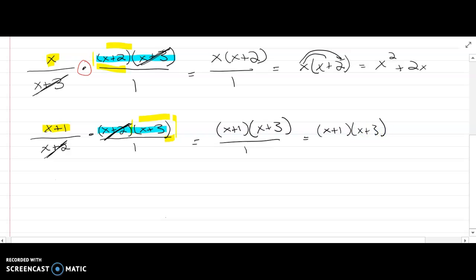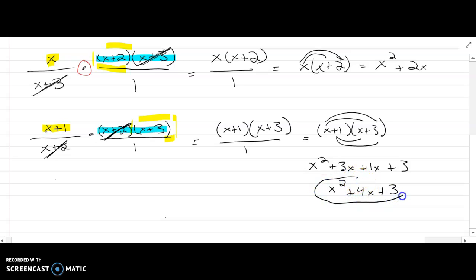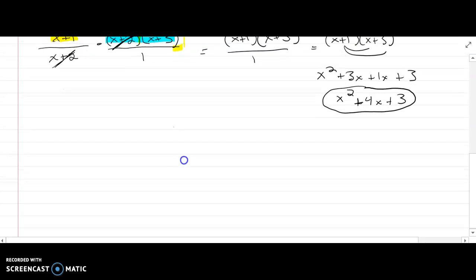Well, here I can double distribute these. So now I have done each one. So I get x squared plus 3x plus 1x plus 3. Combine my terms, I get x squared plus 4x. Okay, so we'll do one more.